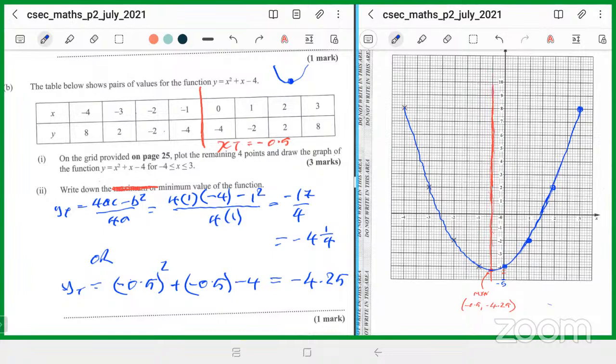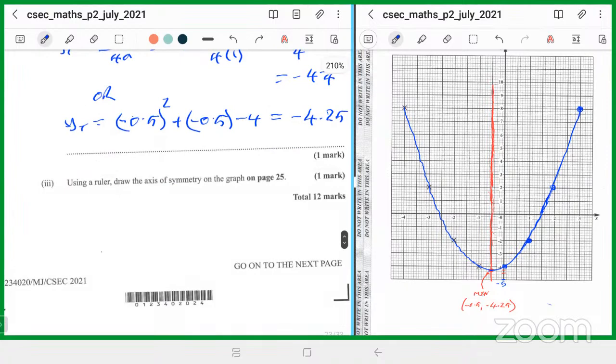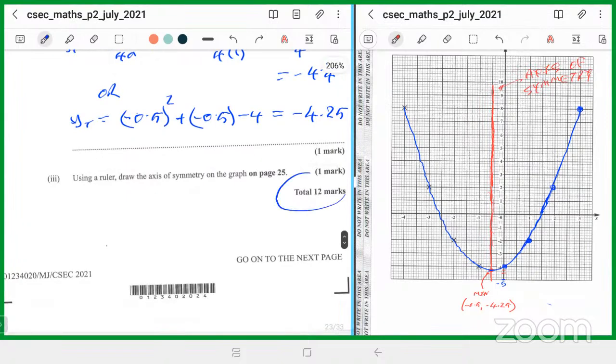That's the curve. And the axis of symmetry, to show it, right? Using a ruler, see it here. Draw the axis of symmetry. That's this red line right here. No problem. This is the axis that I'm talking about. I want us to draw the axis of symmetry. And anything else? No. Question done.